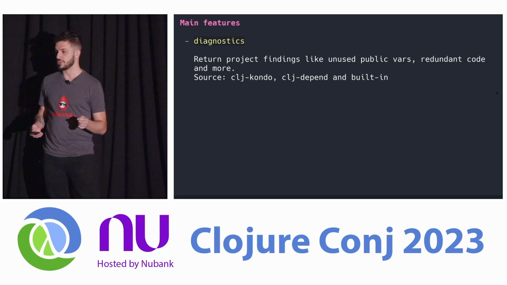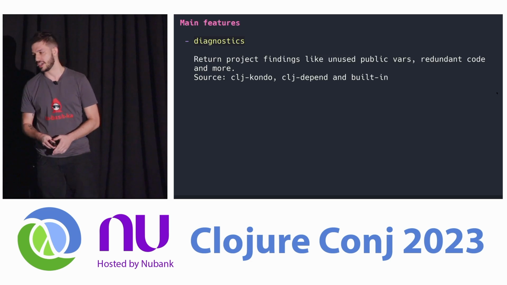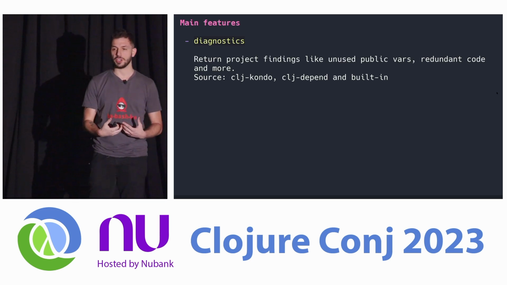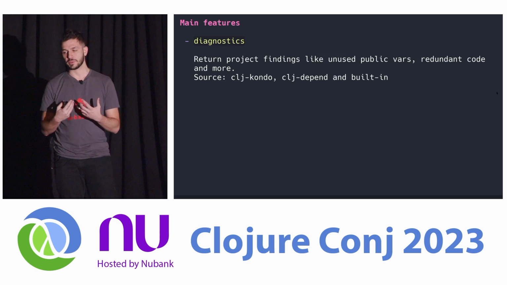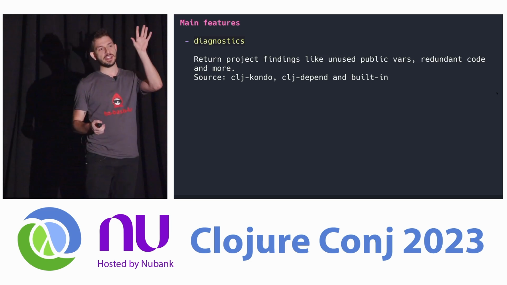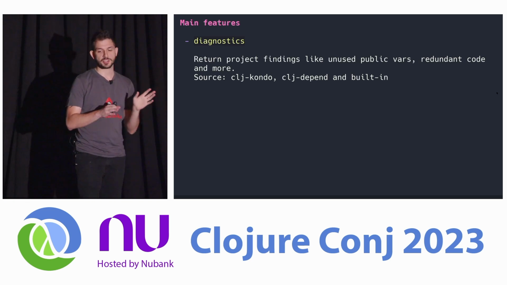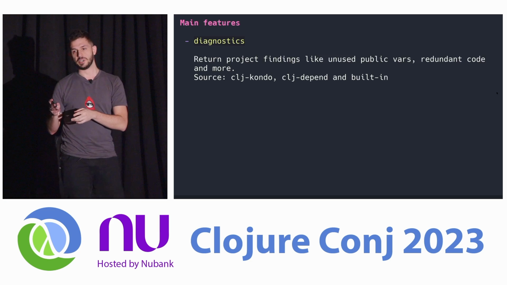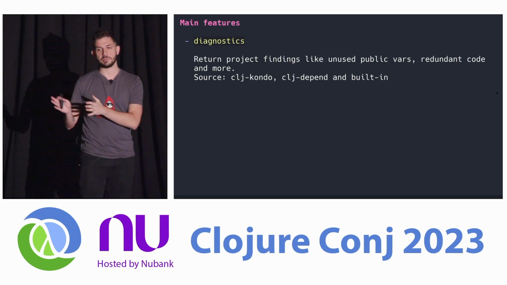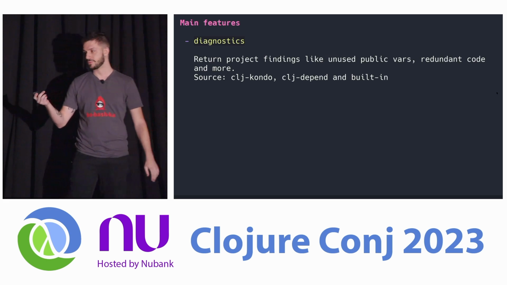We do have another upstream, another source of diagnostics, like clj-depend, to ensure we are using some kind of layer definition. So you could define that a namespace ending with this suffix could not call another namespace, but this namespace could call other namespaces. So you can limit the namespace relationship, right? So that comes from clj-depend.